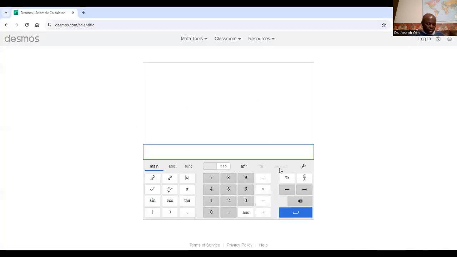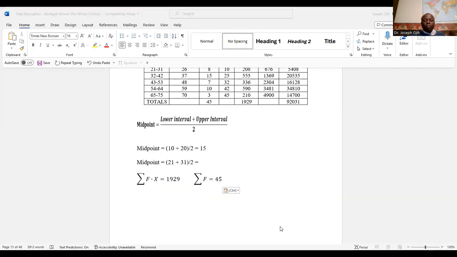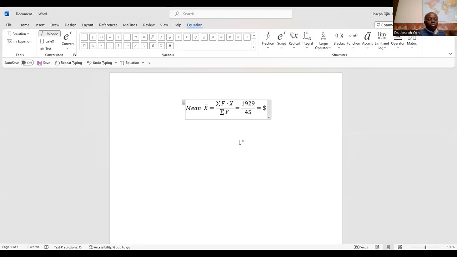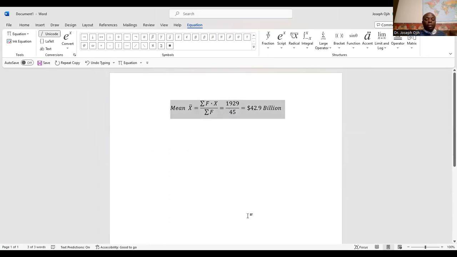Okay, we have 1929 divided by 45. That gives me 42.9 billion. So we got 42.9 billion here. Yeah. I'm gonna copy this and paste it. So we have answered the first part.